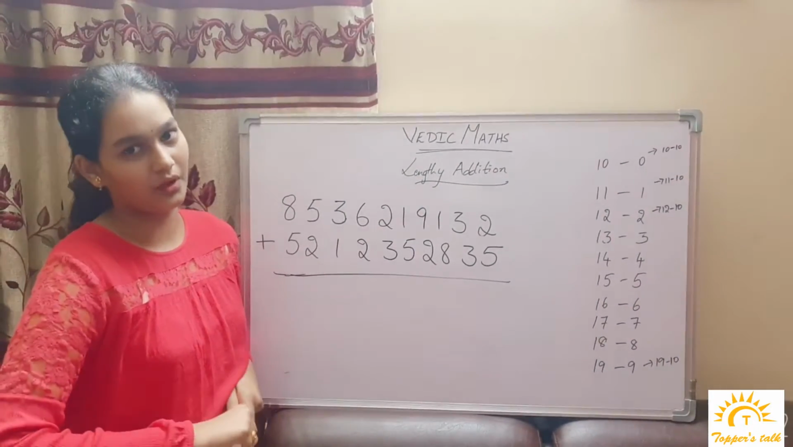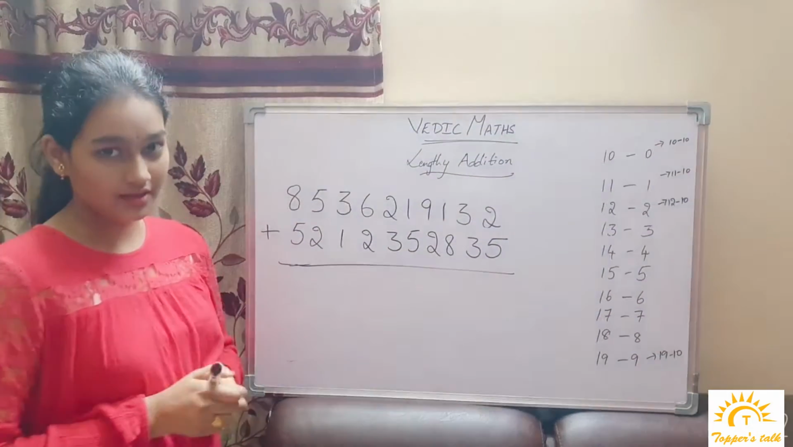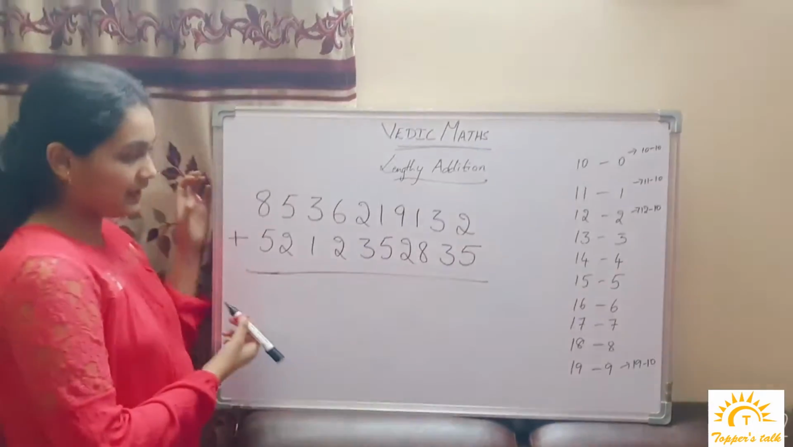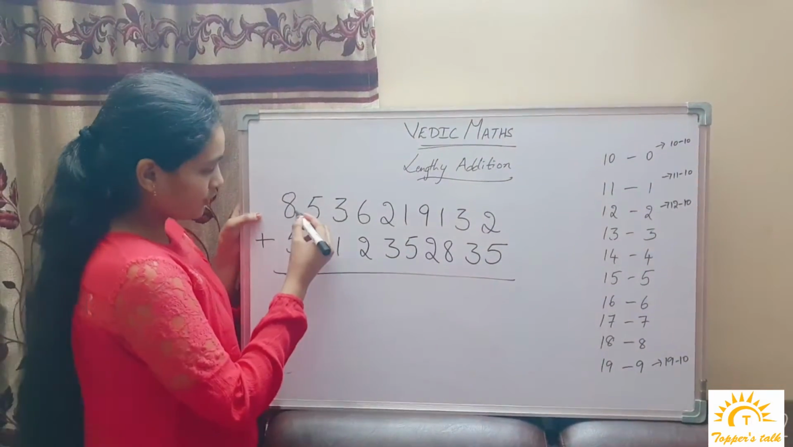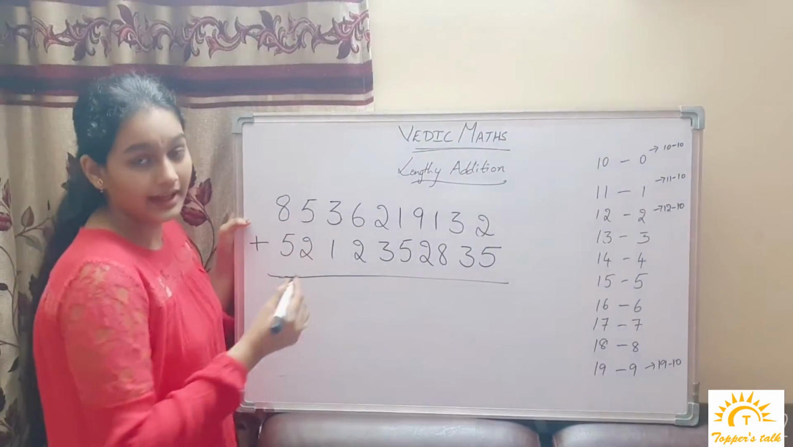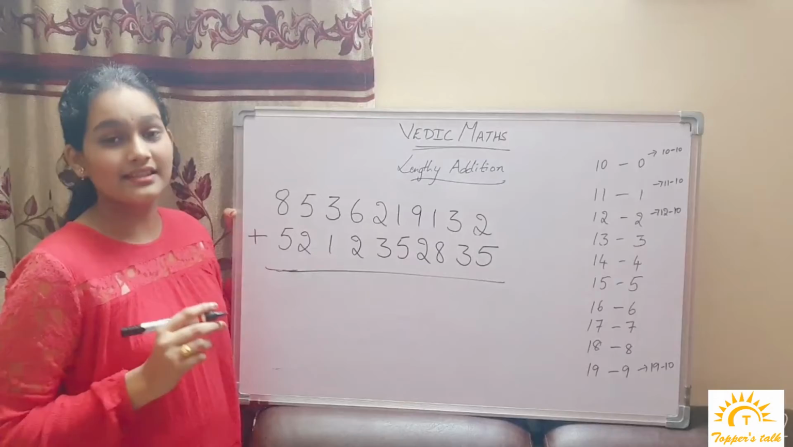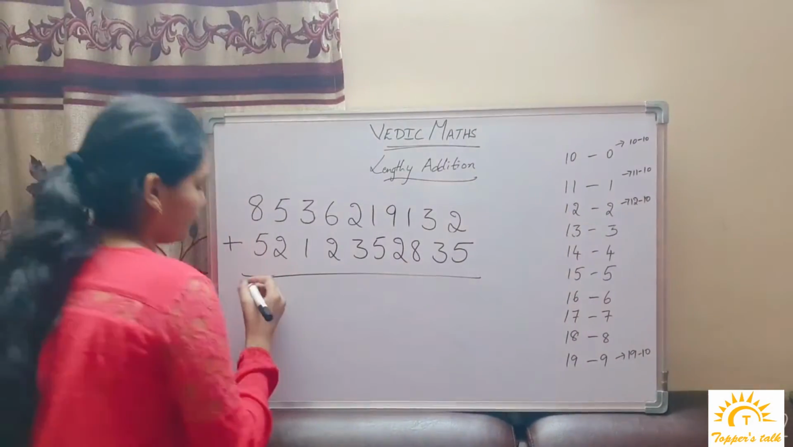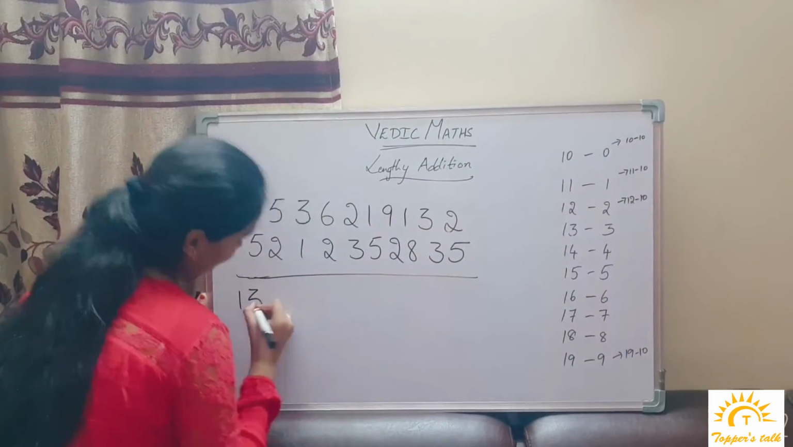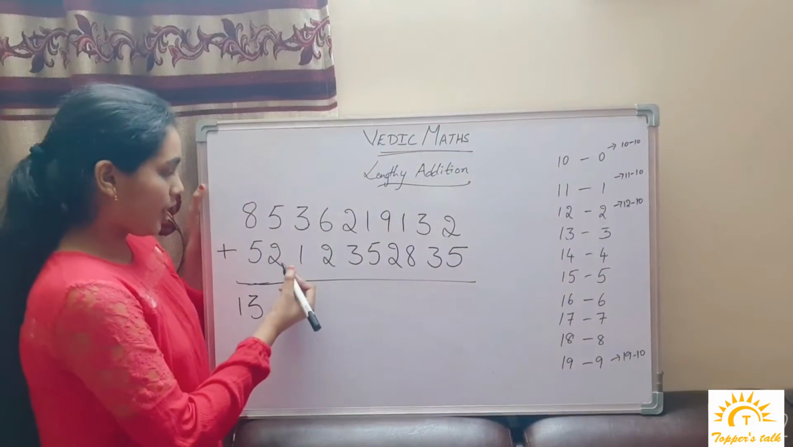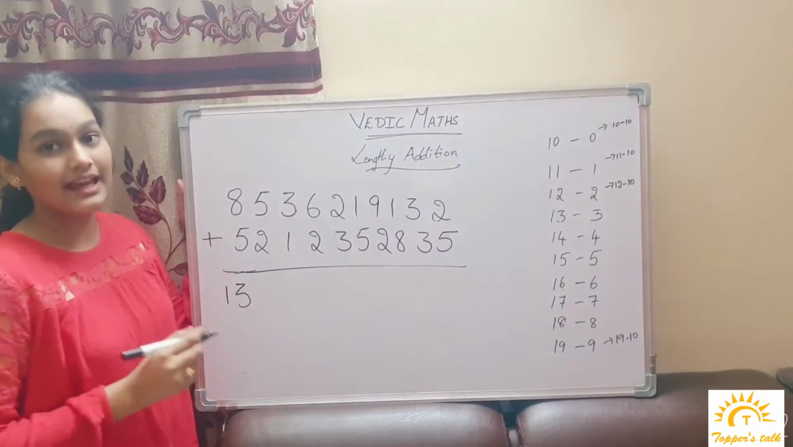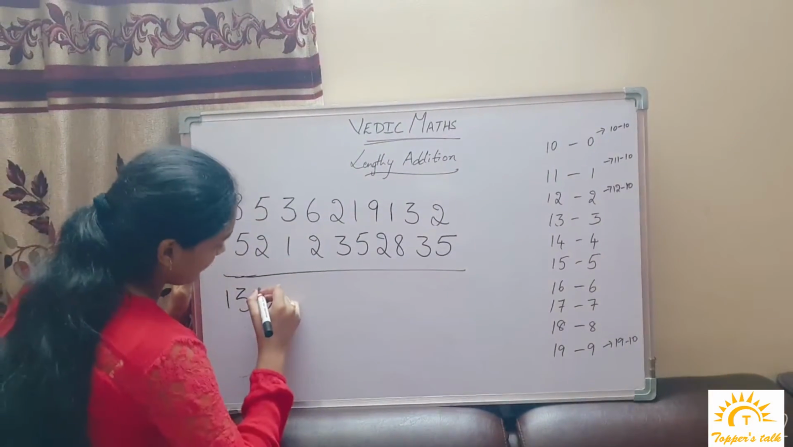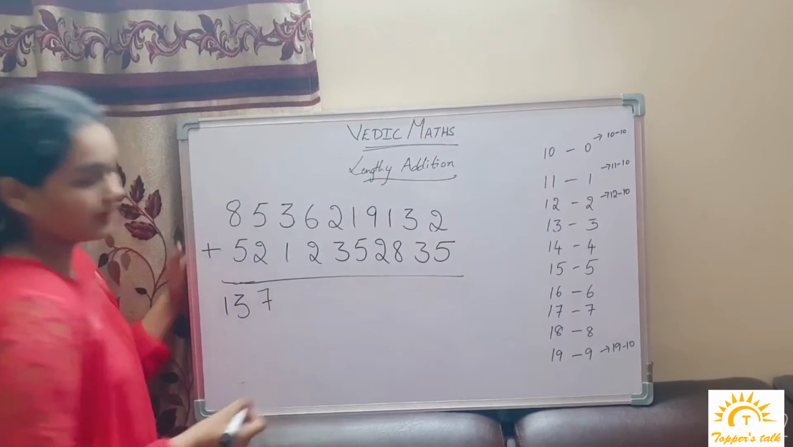Let's take another problem. First, we have to start from the left side, like I told you before. We have to do 8 plus 5. 8 plus 5 is 13. So we should write that 13 over here. Now we should do 5 plus 2, which is 7. And write that 7 over here.